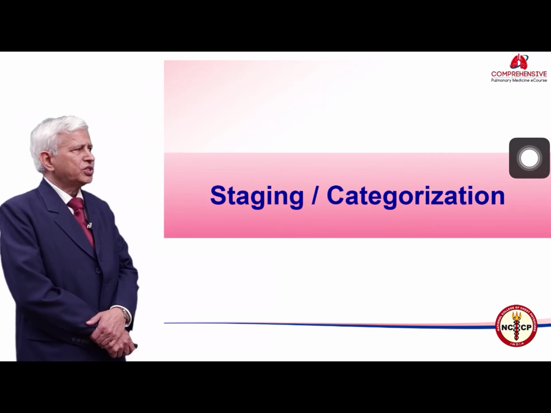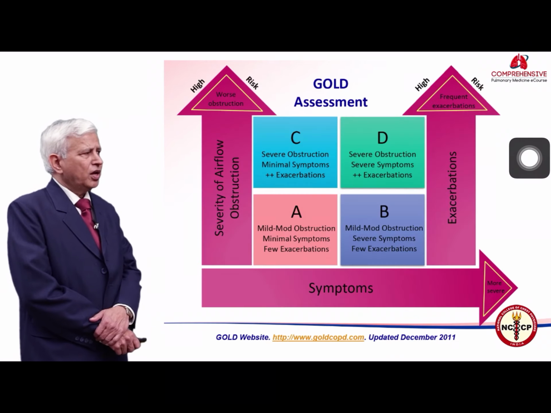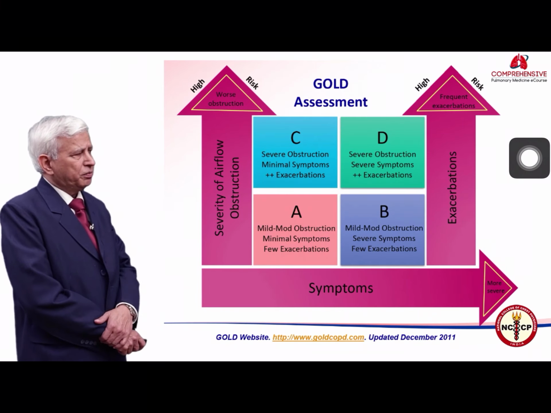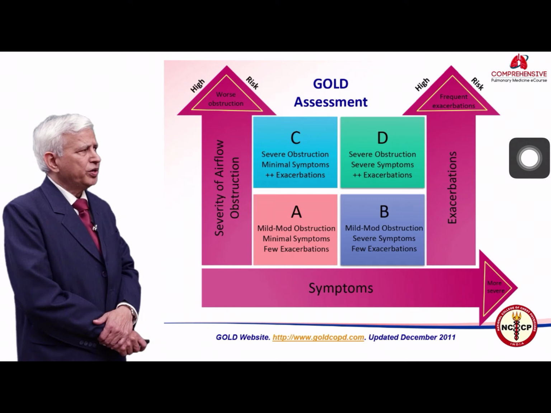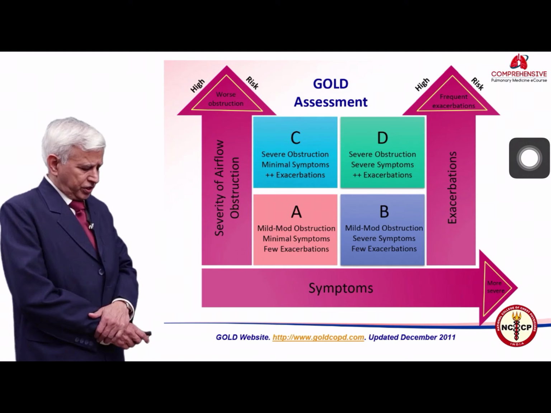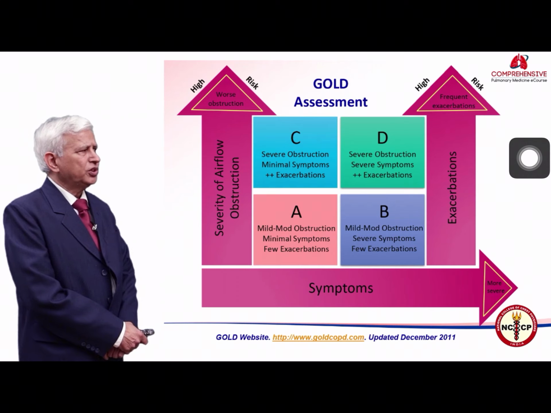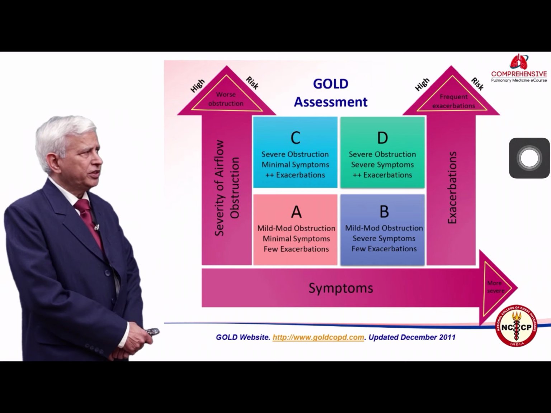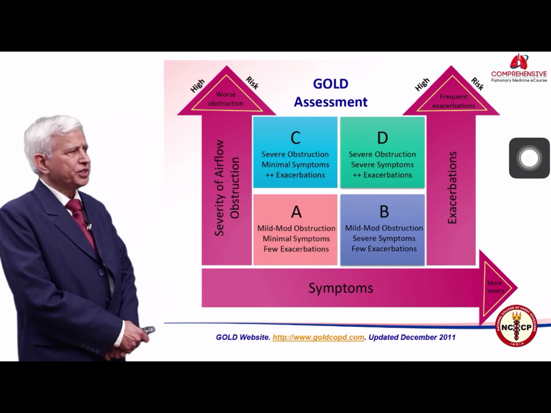Once you have diagnosed COPD, how do you really stage or characterize or categorize the disease? According to the GOLD assessment, especially for treatment, as I said, there have been some changes in the latest document, but I will go into the established categorization. It is categorized into 4 types, A, B, C, D, depending upon 3 parameters: severity of airway obstruction measured with the help of spirometry, the presence of symptoms, and the number of exacerbations.